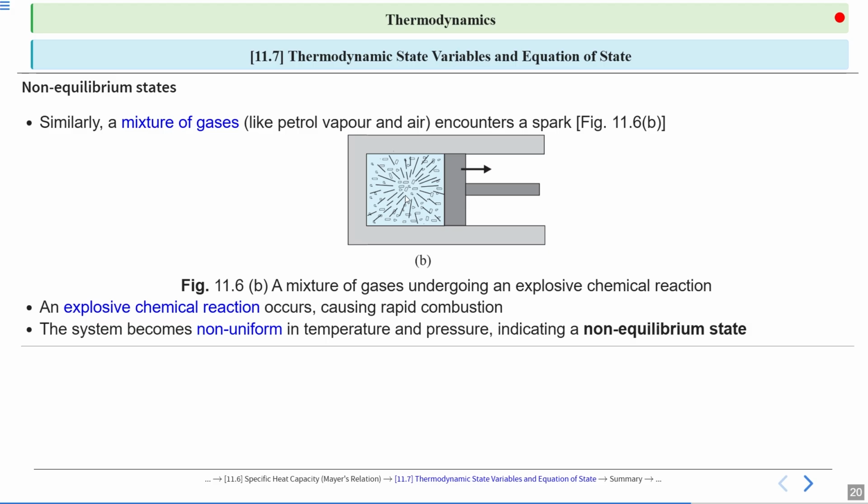Why? Because of rapid combustion, the temperature and pressure are not uniform. If the temperature and pressure throughout the explosive chemical reaction are not uniform, this indicates a non-equilibrium state. So this is also an example of a non-equilibrium state, where petrol vapor and air encounter a spark.